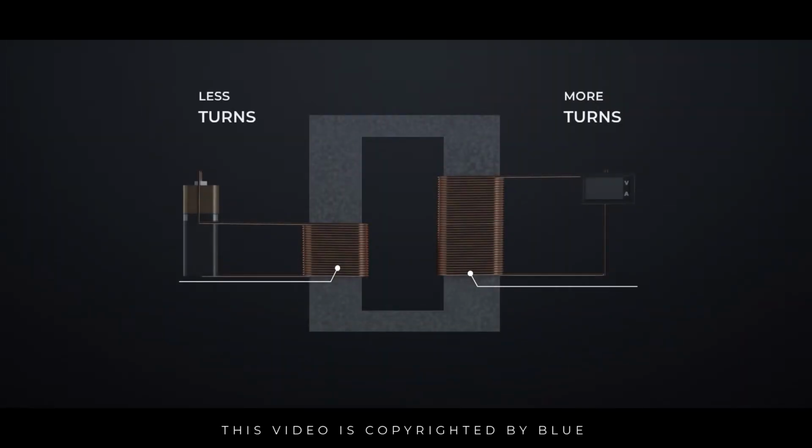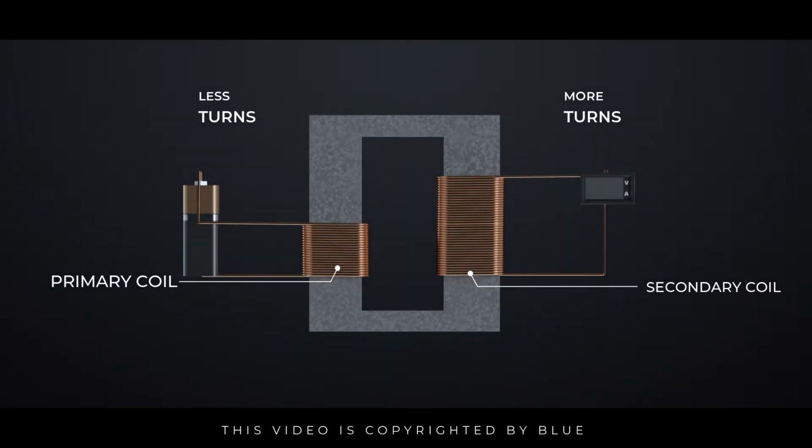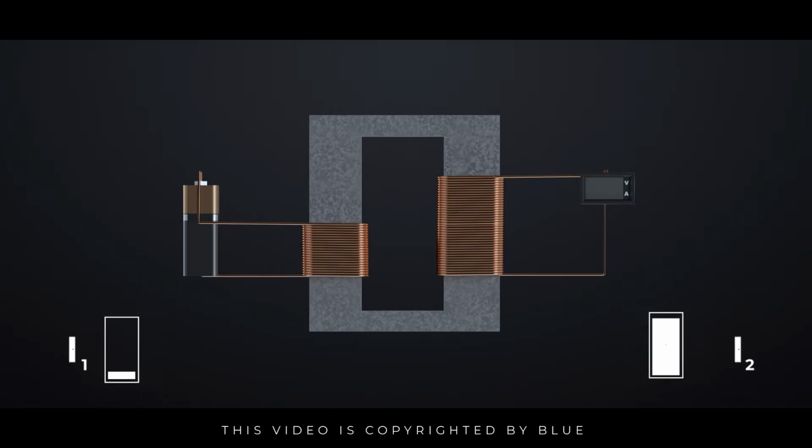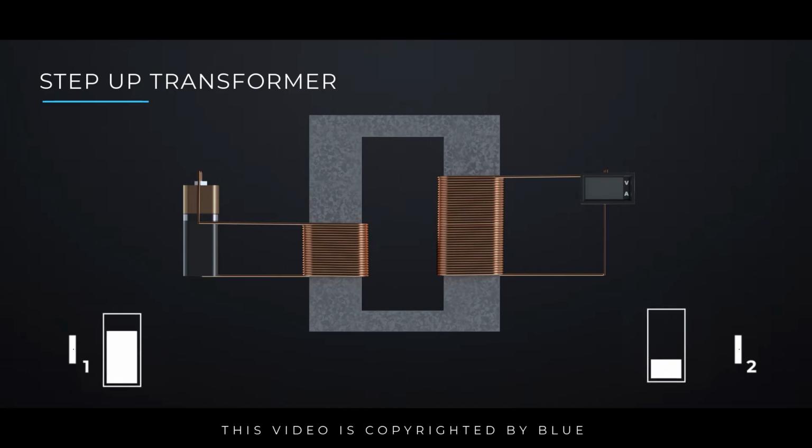In the case of a step-up transformer, the left side has fewer turns while the right side has more turns. This results in an increase in voltage while a decrease in current. Power remains the same on both sides. This is called a step-up transformer.